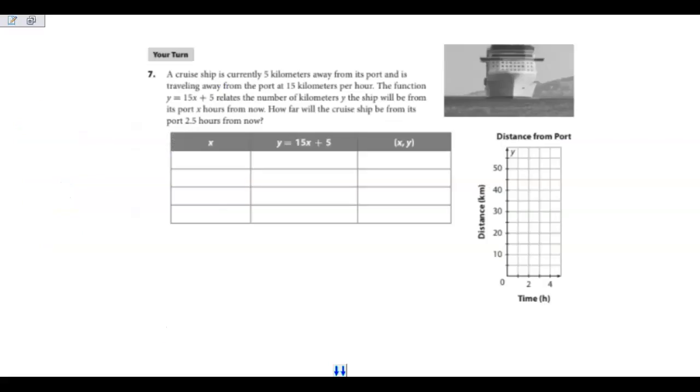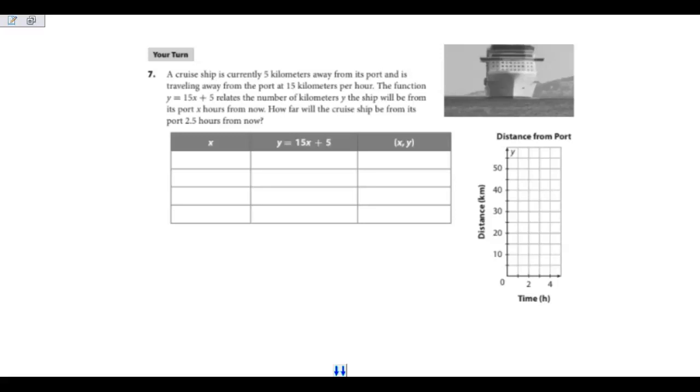We're going to go on to your turn number 7. A cruise ship is currently 5 kilometers away from its port and is traveling away from the port at 15 kilometers per hour. The function y equals 15x plus 5 relates to the number of kilometers y the ship will be from the port in x number of hours from now. How far will the cruise ship be from its port 2.5 hours from now?